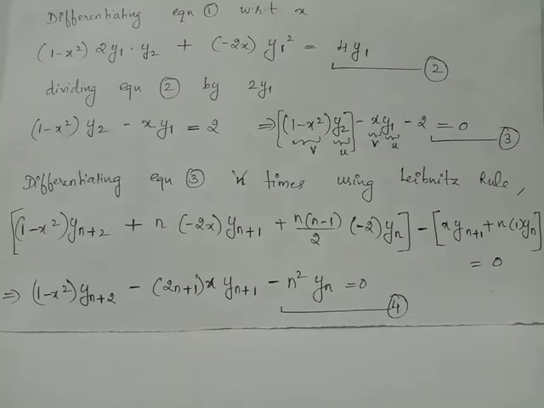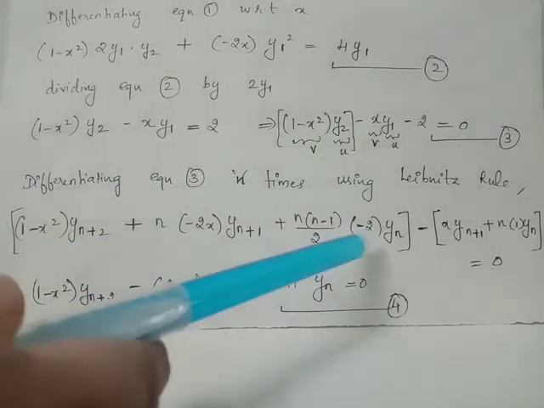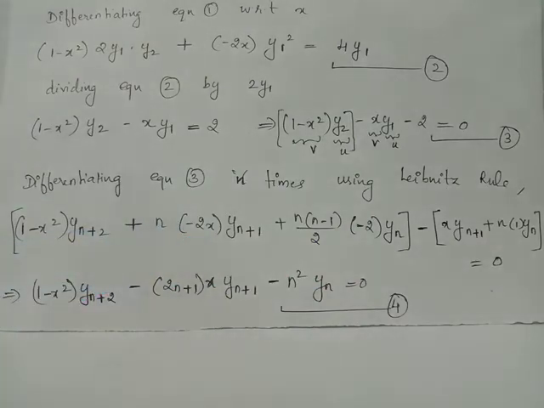When you apply Leibniz rule to this term xy1, treating v equals x and u equals y1, you get x yn plus 1 plus n into 1 into yn. Notice that minus 2x is the derivative of 1 minus x square, minus 2 is the derivative of minus 2x, and we can no longer differentiate minus 2 because it will give us only 0. That's why we have stopped application of Leibniz rule for this term with only 3 terms.